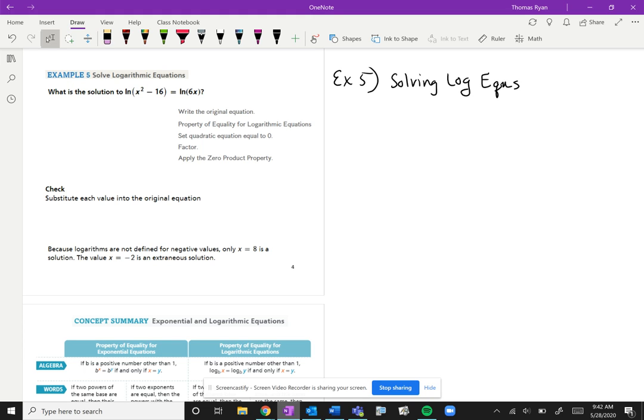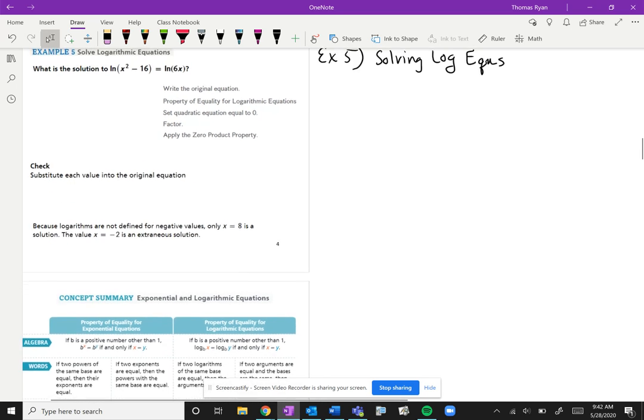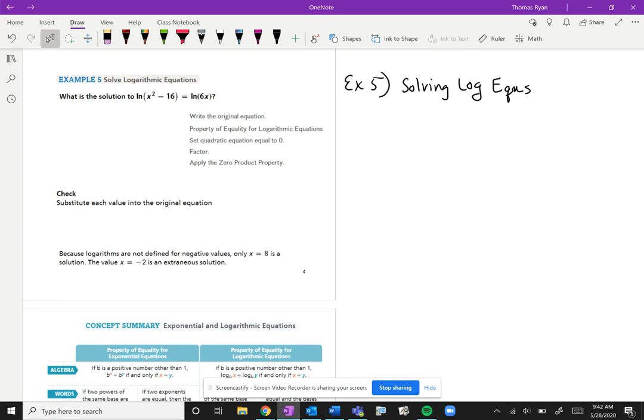All right, people. Last example here of 6.6. I know we skipped over 2, and that was intentional. But the last one here, number 5, example 5. What is the solution to natural log of x squared minus 16 equals natural log of 6x? And as you guys can see, sure enough, we can never get away from them. We're bringing back quadratics.